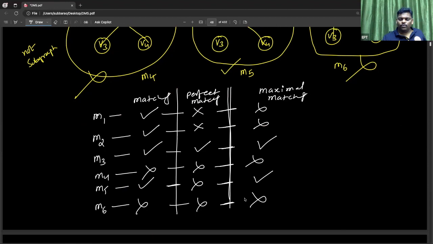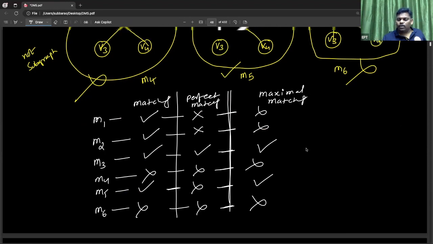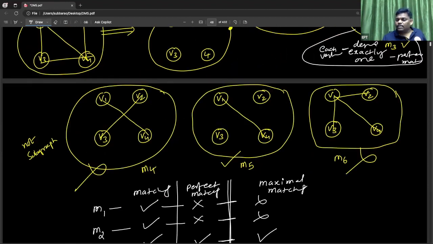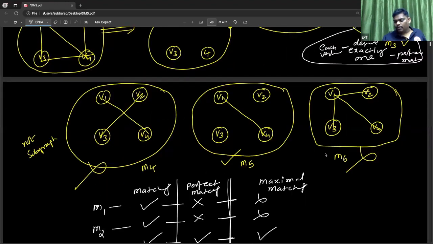Now, again, I'm asking you, how many maximal matchings you got? Some people are asking, sir, what is the meaning of maximal matching? Maximal matching is first of all a matching where you cannot add one more edge without violating the matching property.